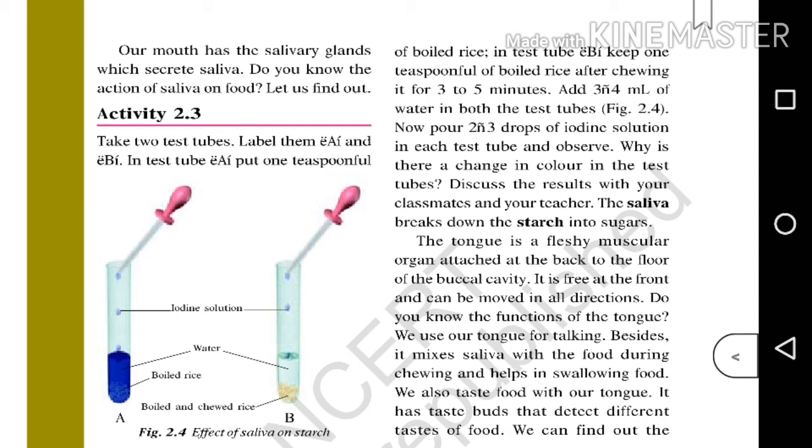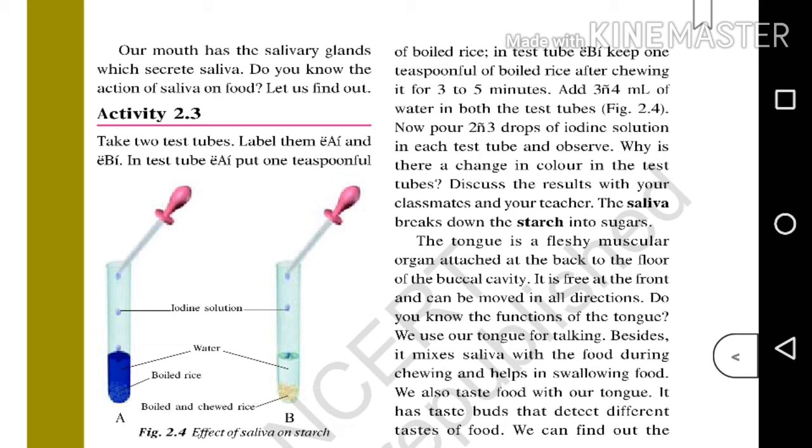For test tube B, we have to add chewed rice. That means we have to chew this boiled rice for 3 to 4 times and then put it in test tube B. Then to both the test tubes we have to add 3 to 4 ml of water. Then 2 to 3 drops of iodine solution also. And after some time we will observe a color change.